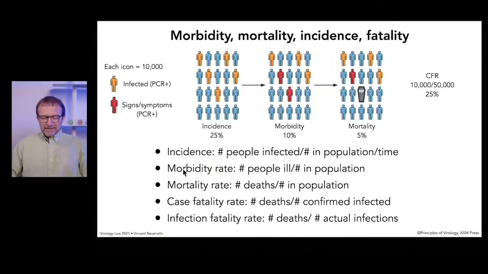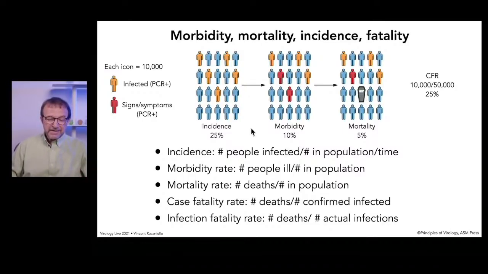And this is a figure from Principles of Virology where each icon is 10,000 people. The blue people are healthy. The infected people, PCR positive people, are orange, and then people with signs, symptoms are red. And then you know what the coffin means, right? That's how many people have died. So here, 10,000 people have died.